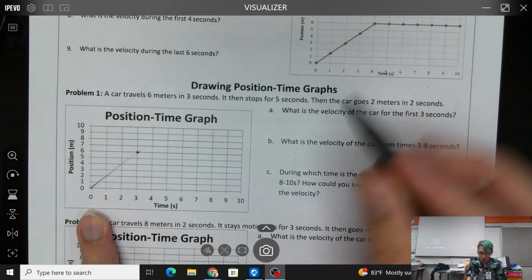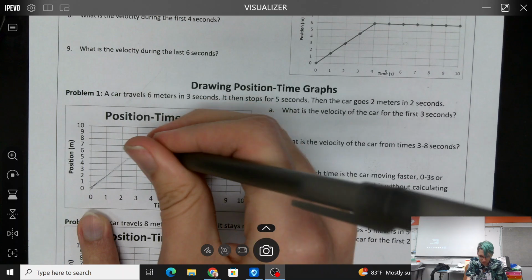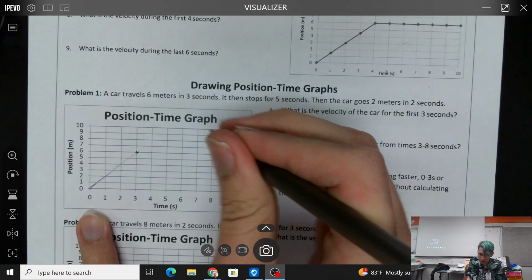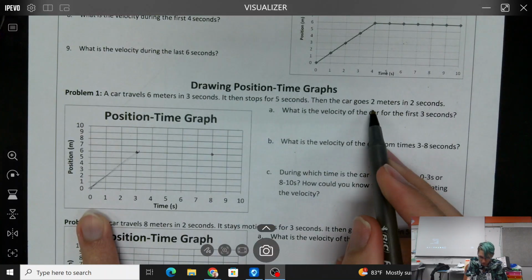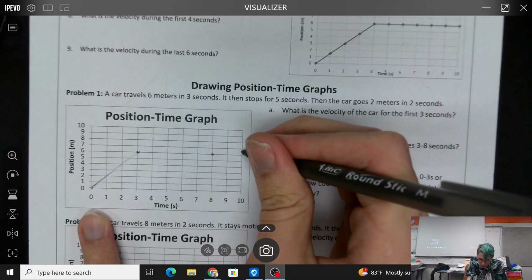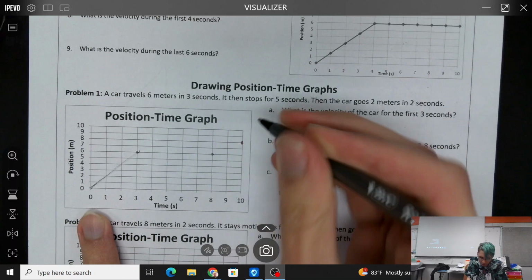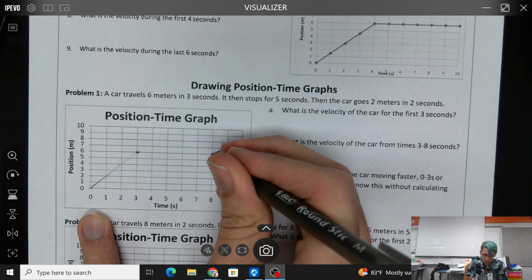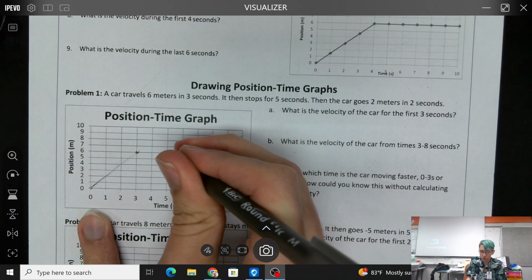On the next one, it's going to stop for 5 seconds. So it's just going to stay here for 5 seconds, from 3 all the way to 8. It's just going to be stopped. And then it's going to go 2 meters in 2 seconds. And once again, I'm doing this fast because I'm just used to it. It may take you a little bit longer, and that's okay. And this is what position versus time graphs are.